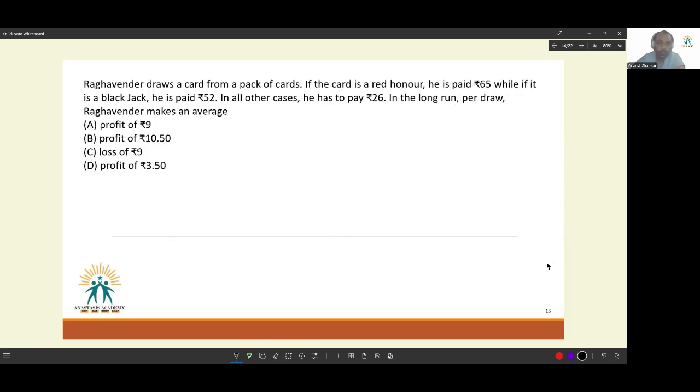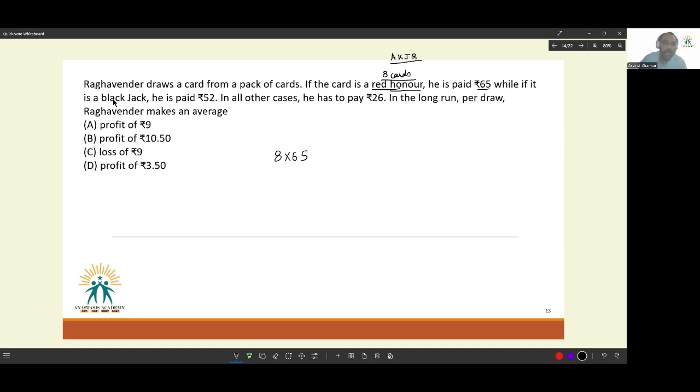Okay. Next, Raghavendra draws a card from a pack of cards. If the card is a red honor, okay, honor cards are A, K, J, Q. Basically, non-number cards are known as honor cards. If the card is a red honor, he is paid 65. Now, see, red honor, there are two suits within red. One is diamonds, one is hearts. So, 4 cards per suit, or total, we have 8 cards here. 8 cards giving 65 rupees. So, 8 into 65 earning.